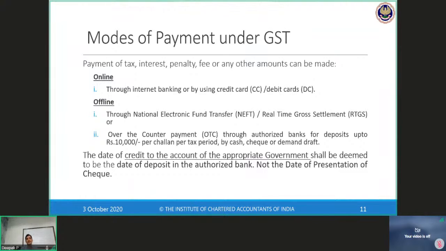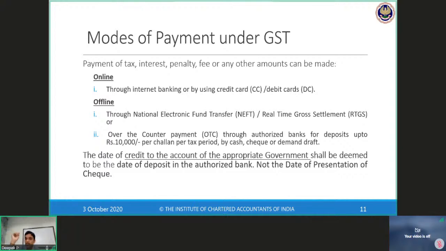The date of credit to the account of the appropriate government shall be deemed to be the date of deposit in the authorized bank. Once the banker, if it is online, triggers it, it goes to the government account immediately. Or if it is NEFT and RTGS, he will do the procedure at his end and credit it to the government's account. That is when it is treated as the date of deposit in the bank, and it is not the date of presentation of check.